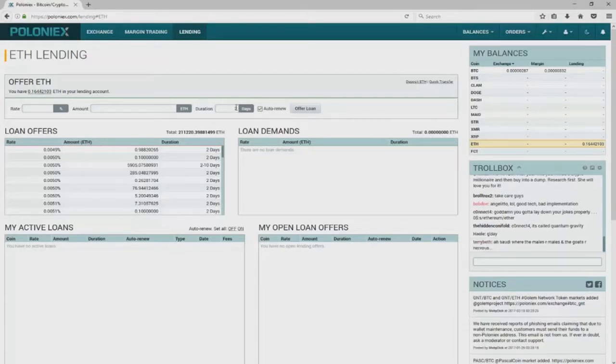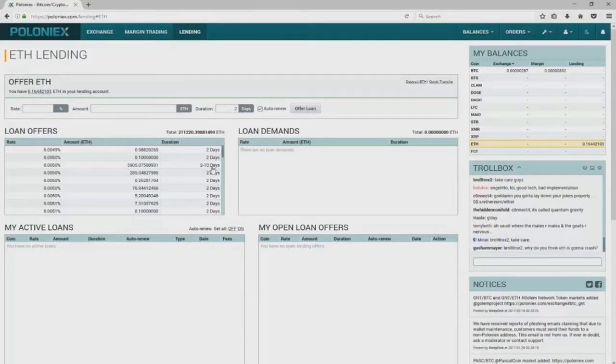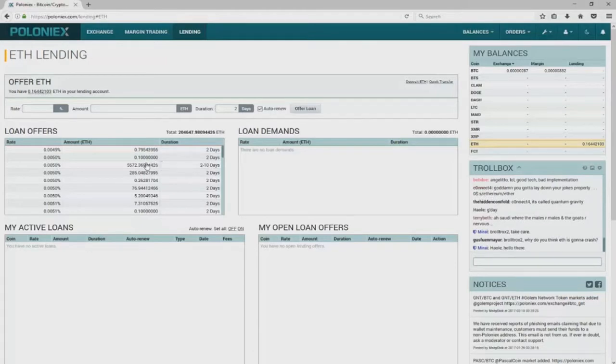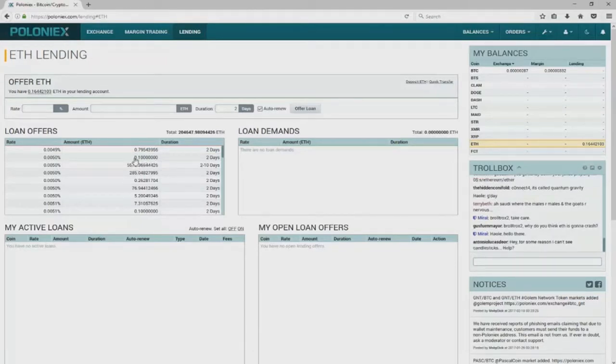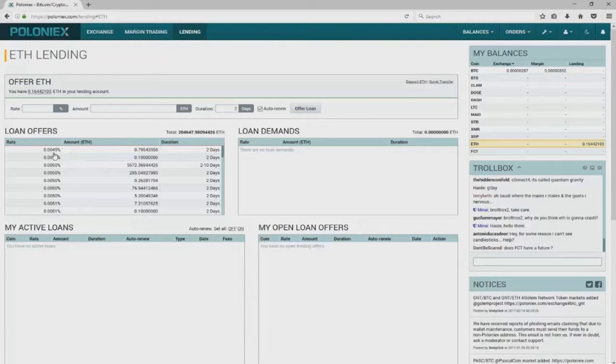And if I do auto renew, it'll just keep on renewing every 2 days. And I could put any amount of days that I want. Obviously, someone here's got 2 to 10 days. And then it puts my offer up. So if I wanted it to get lent out immediately, I would give a reasonable offer that undercuts everyone else's offer so that it gets scooped up a lot quicker.